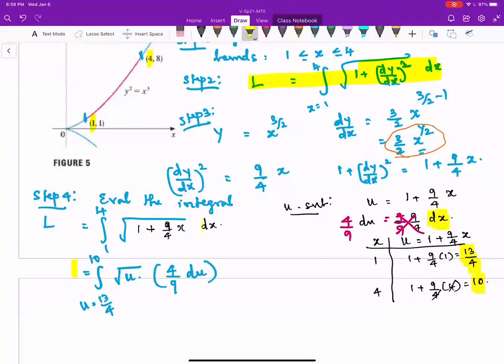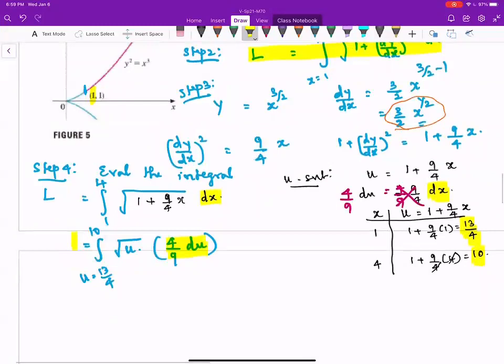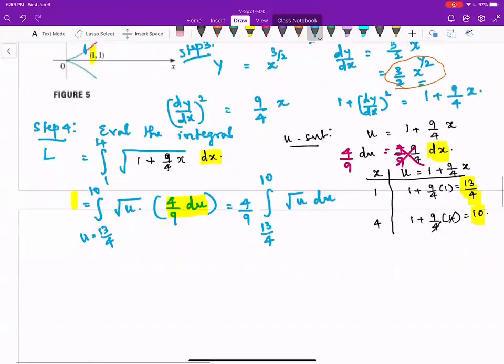That is our dx. 4 over 9 is after all a constant which can be pulled out of the integral sign. Integral from 13 over 4 through 10 of square root of u du. So it is 4 over 9 times u to the power 1 half, so it is u to the power 3 halves over 3 halves between the limits 13 over 4 through 10.